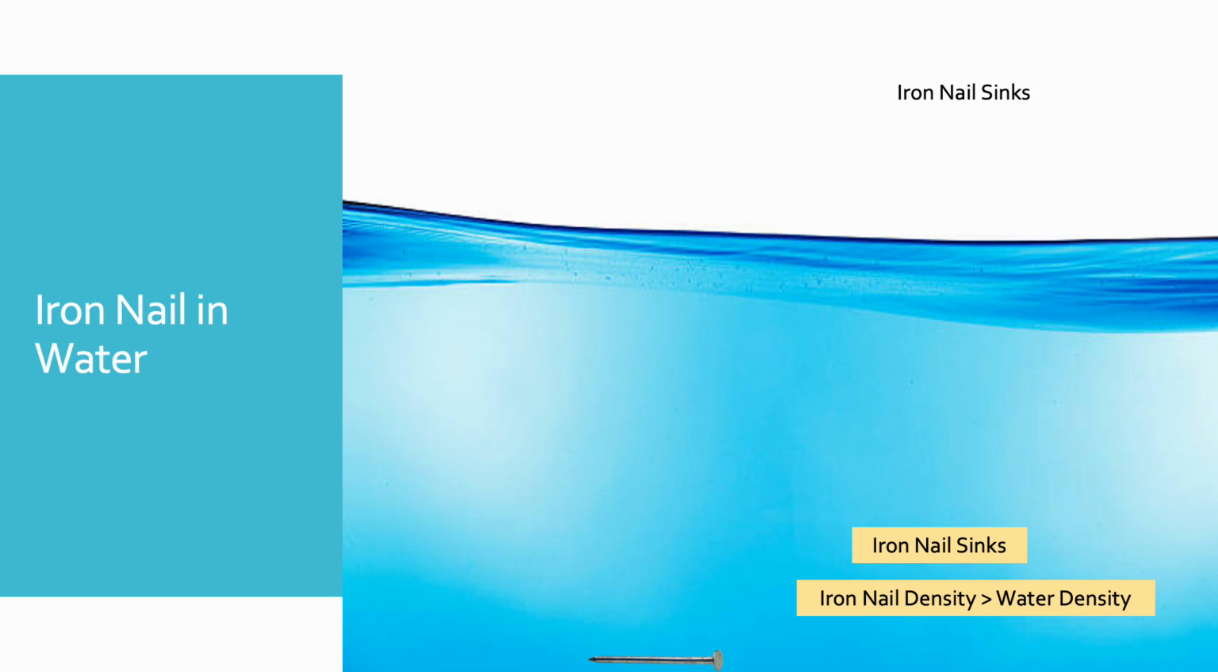So even though the iron nail is small, the matter inside it is tightly packed, making it dense. Because it's more dense than water, it doesn't float. It goes straight down.